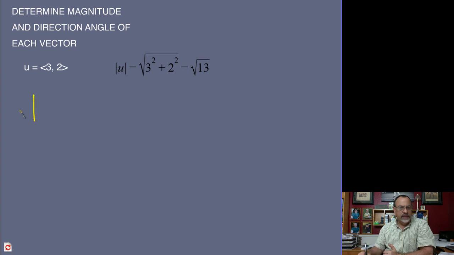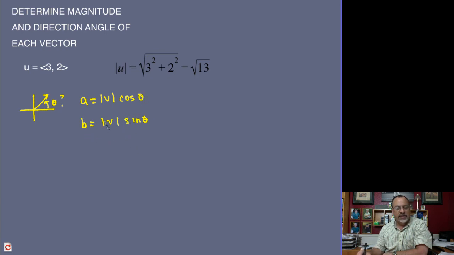Well, if I think about this, here's the point 3, 2 out here, over 3 up 2. So this is the angle that I'm interested in. What is it? Now, I know that the A component is equal to the magnitude times the cosine of theta, and the B component is equal to the magnitude times the sine of theta. Now, I know the magnitude, and I know A and B, so all I need to know is the angle. So actually I can use either one of these equations to solve for the angle, substituting in either the A component and the magnitude or the B component and the magnitude. So I'm going to go ahead and use the A component.